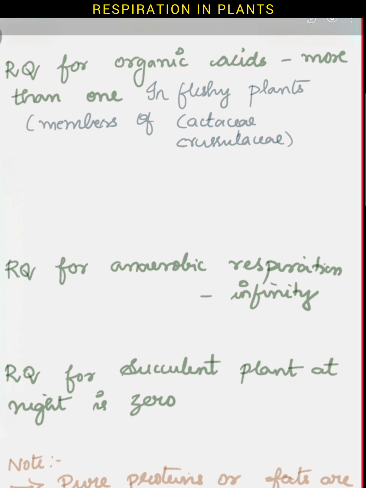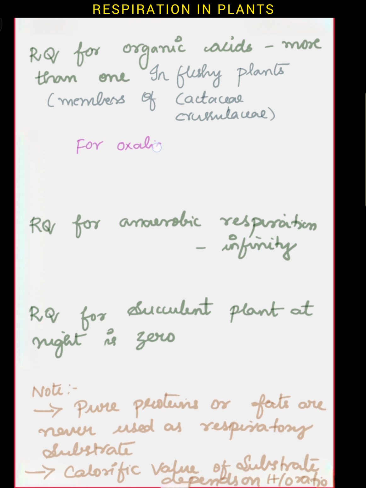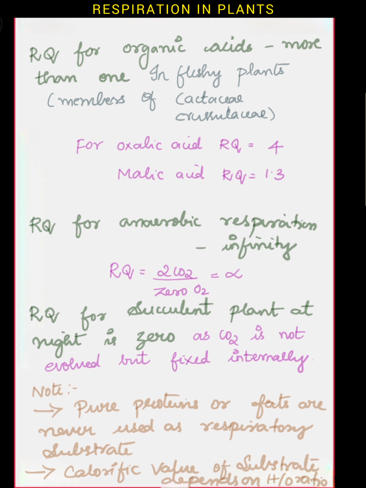The RQ for organic acids is more than 1. Examples are in succulent plants like the members of Cactaceae and Crassulaceae. For oxalic acid the RQ value is 4, more than 1. And similarly for malic acid, the RQ value is 1.3.